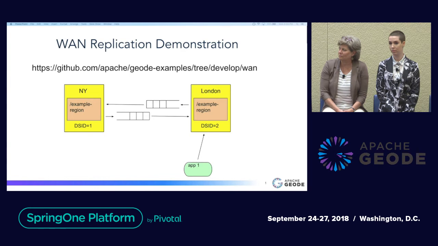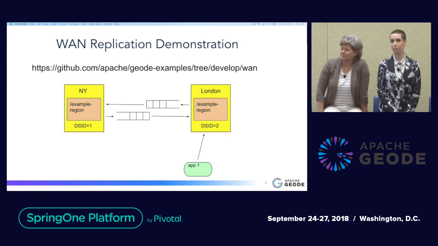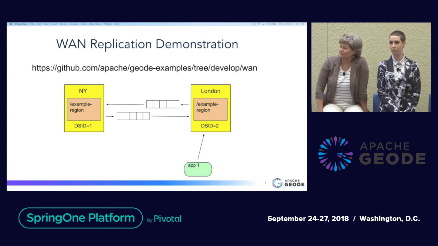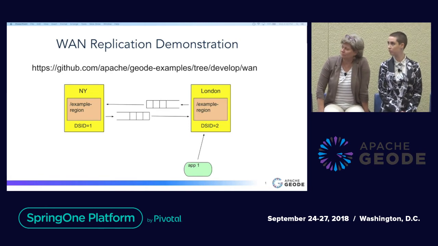Each cluster will contain an example region configured to use the gateway sender directing data events to the other site. Finally, I'll run a simple client application that connects to the London cluster and puts 10 entries into the region. We'll then verify that both sites contain all the entries. Let's run the example and take a look at the scripts.